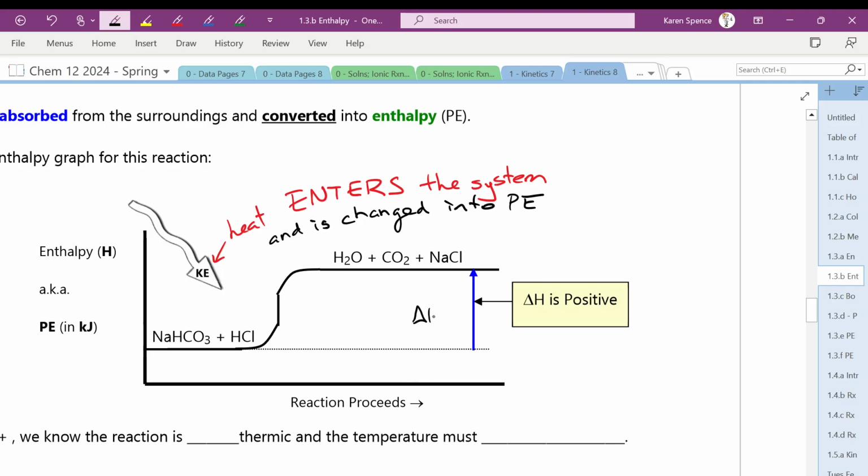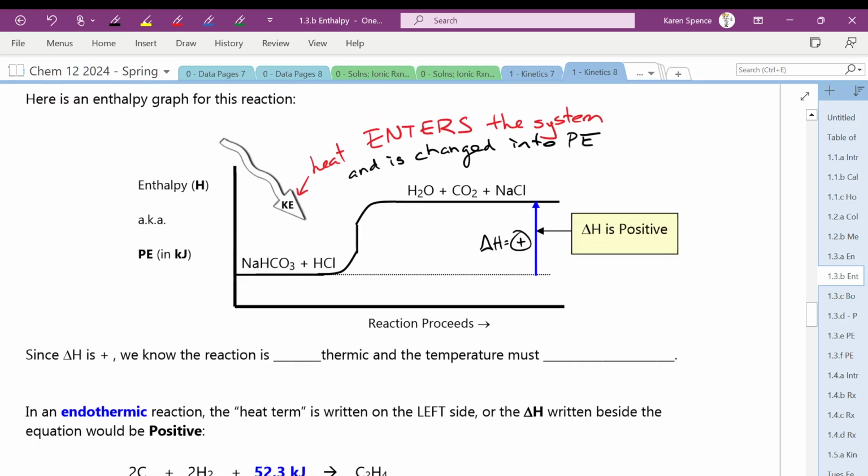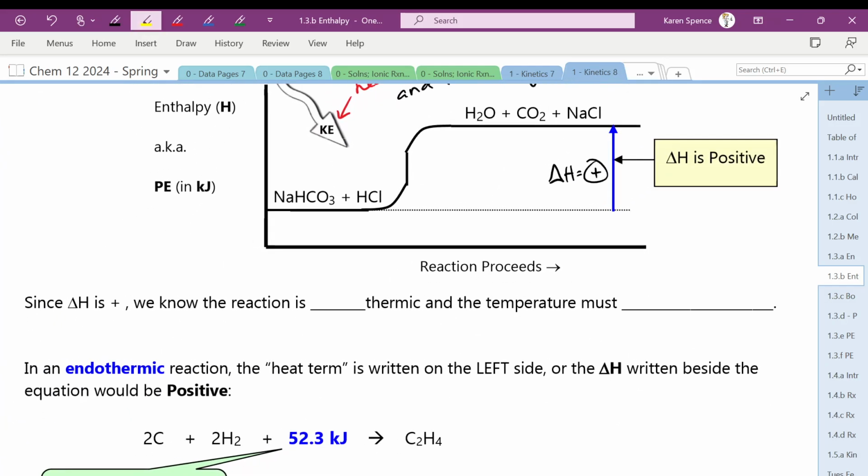Our delta H. What sign is delta H? What sign is it? Positive or negative? Positive. Delta H is positive. So because delta H is positive, we know the reaction is endothermic, and the temperature must decrease.